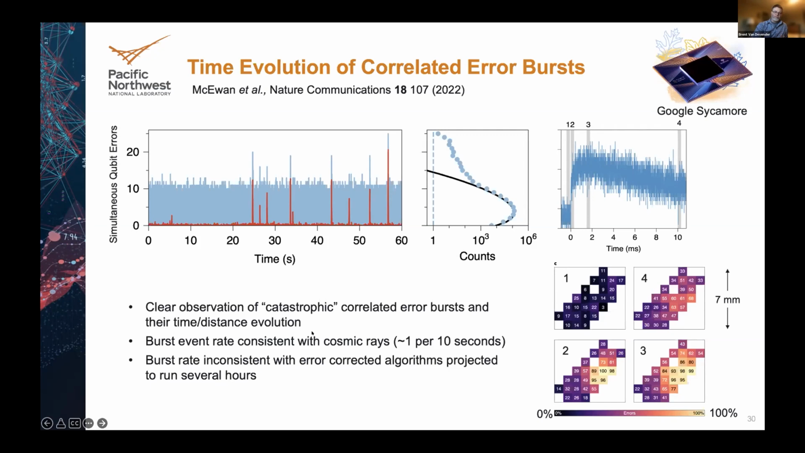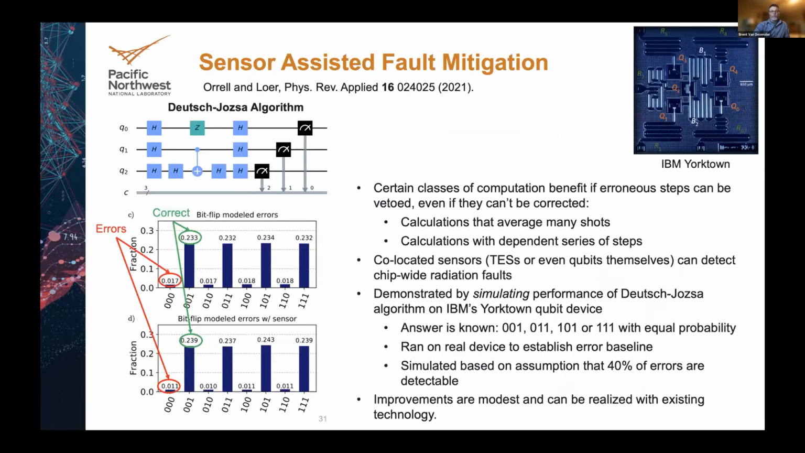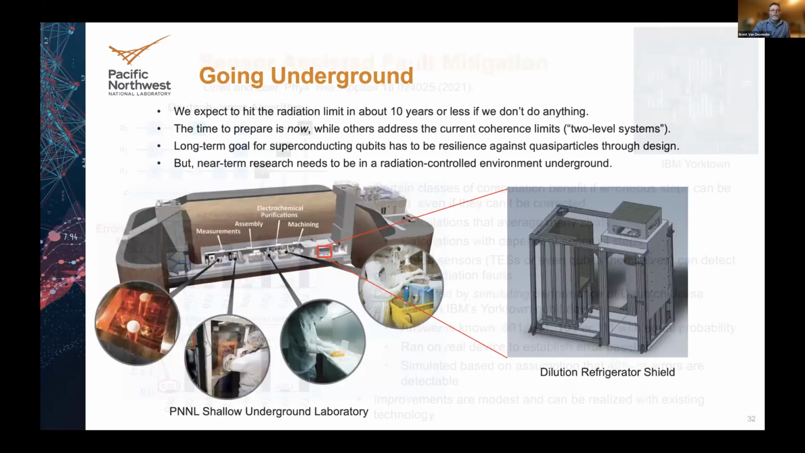So this is just, and again, the rate is totally consistent with cosmic rays at the surface for a device this size. So clearly we're having cosmic ray correlated errors. I'm going to skip this one since I'm out of time and just say, to conclude, what's to be done.